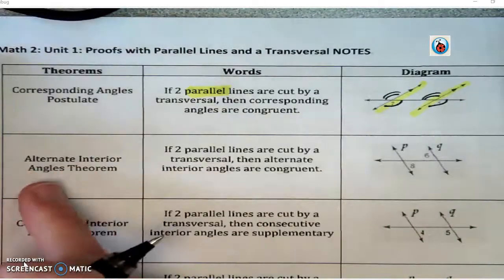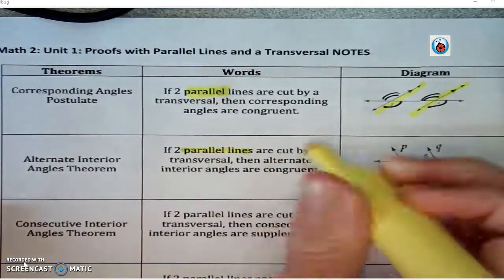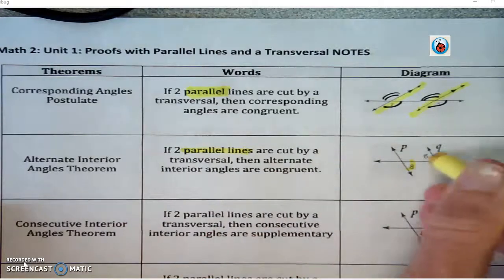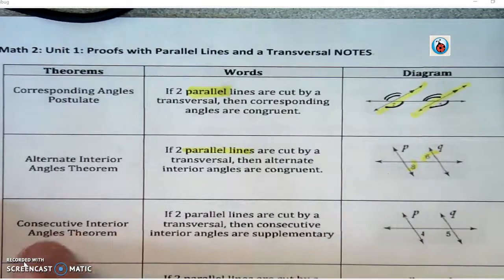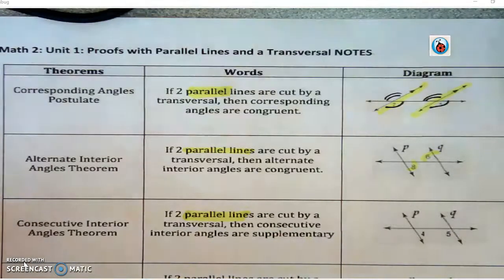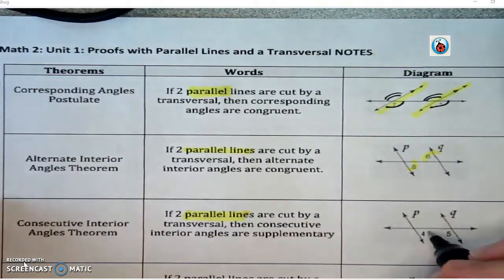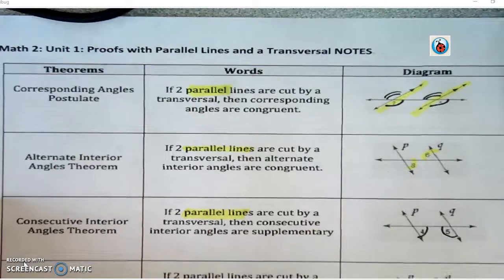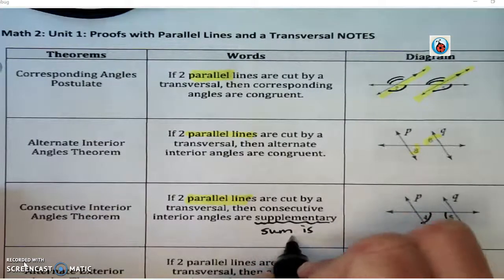The alternate interior angles theorem says that if you have two parallel lines cut by a transversal, then alternate interior angles are congruent. So here are your alternate interior angles, and they are congruent. The consecutive interior angles theorem says if two parallel lines are cut by a transversal, then consecutive interior angles are supplementary. Remember that consecutive interior angles is the same thing as same side interior. So here's one set of same side interior, and they are supplementary, so their sum is 180 degrees.